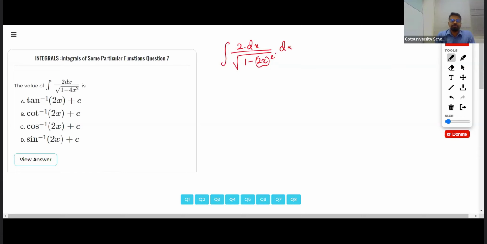See, it is of the form integral of 1 by root of a square minus x square dx. Can you recall what this is? It is of the form 1 by a into sine inverse of x by a plus c. Correct? So if that is the case, what should I get? It's just sine inverse of x by a. So you can directly eliminate the other options and go for option D.